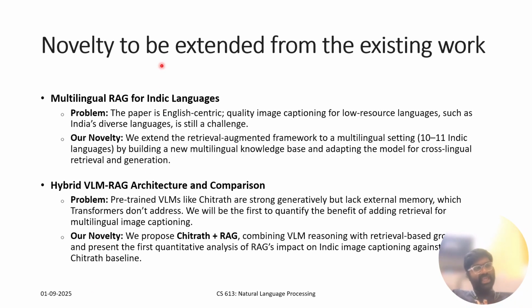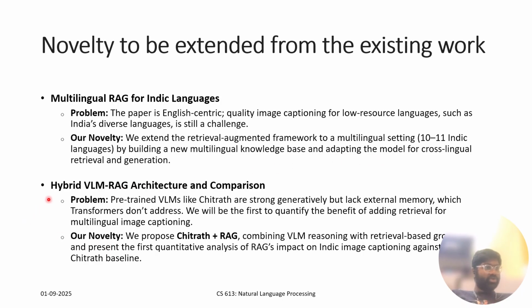So as for novelty that can be extended from the existing work, one is multilingual. This paper is only English centric, and we can use this approach to generate quality image captioning for low resource languages like Indian languages which don't have very large data available, and we can use this for 10 to 11 Indic languages by building a new multilingual knowledge base and adapting the model for cross-lingual retrieval generation.